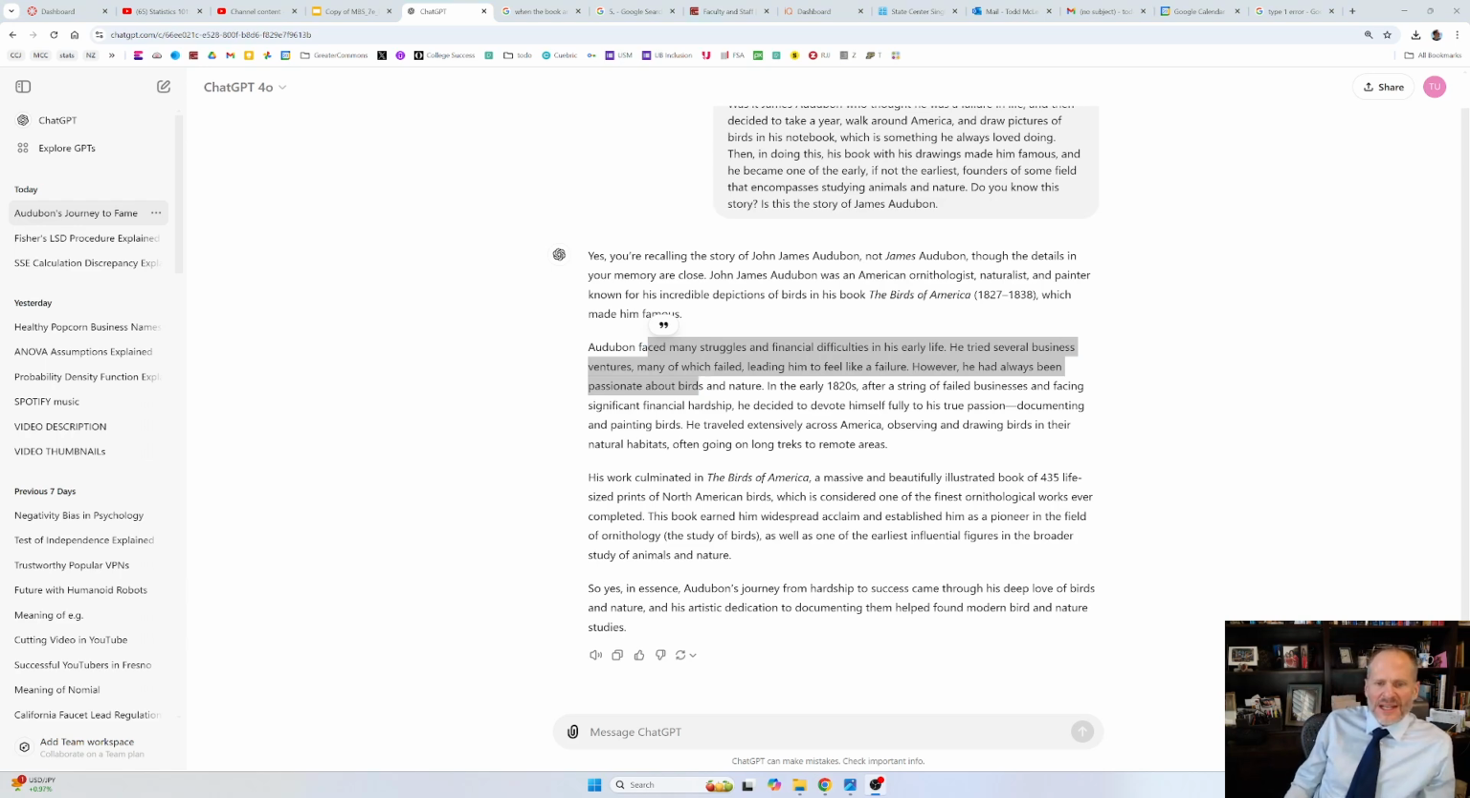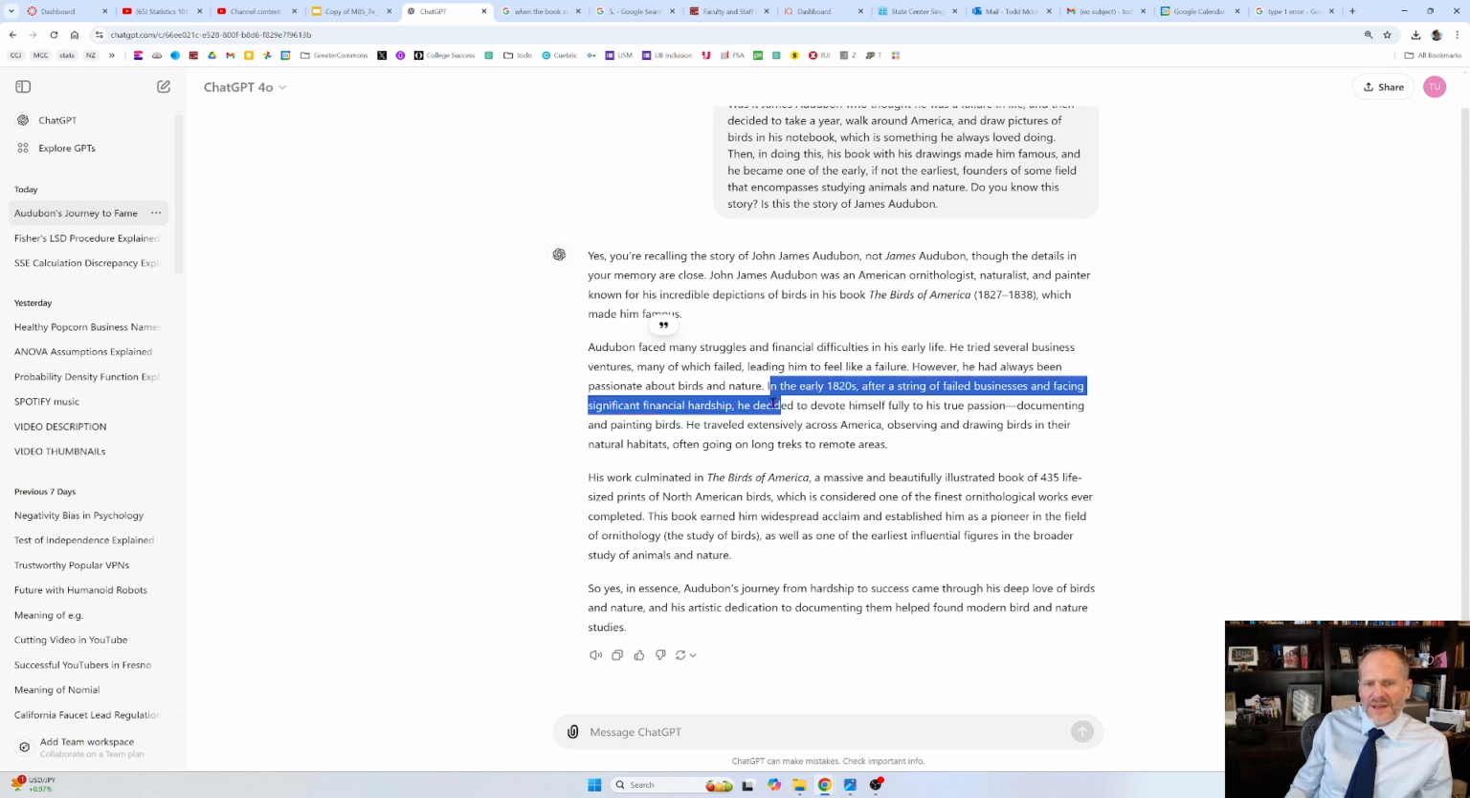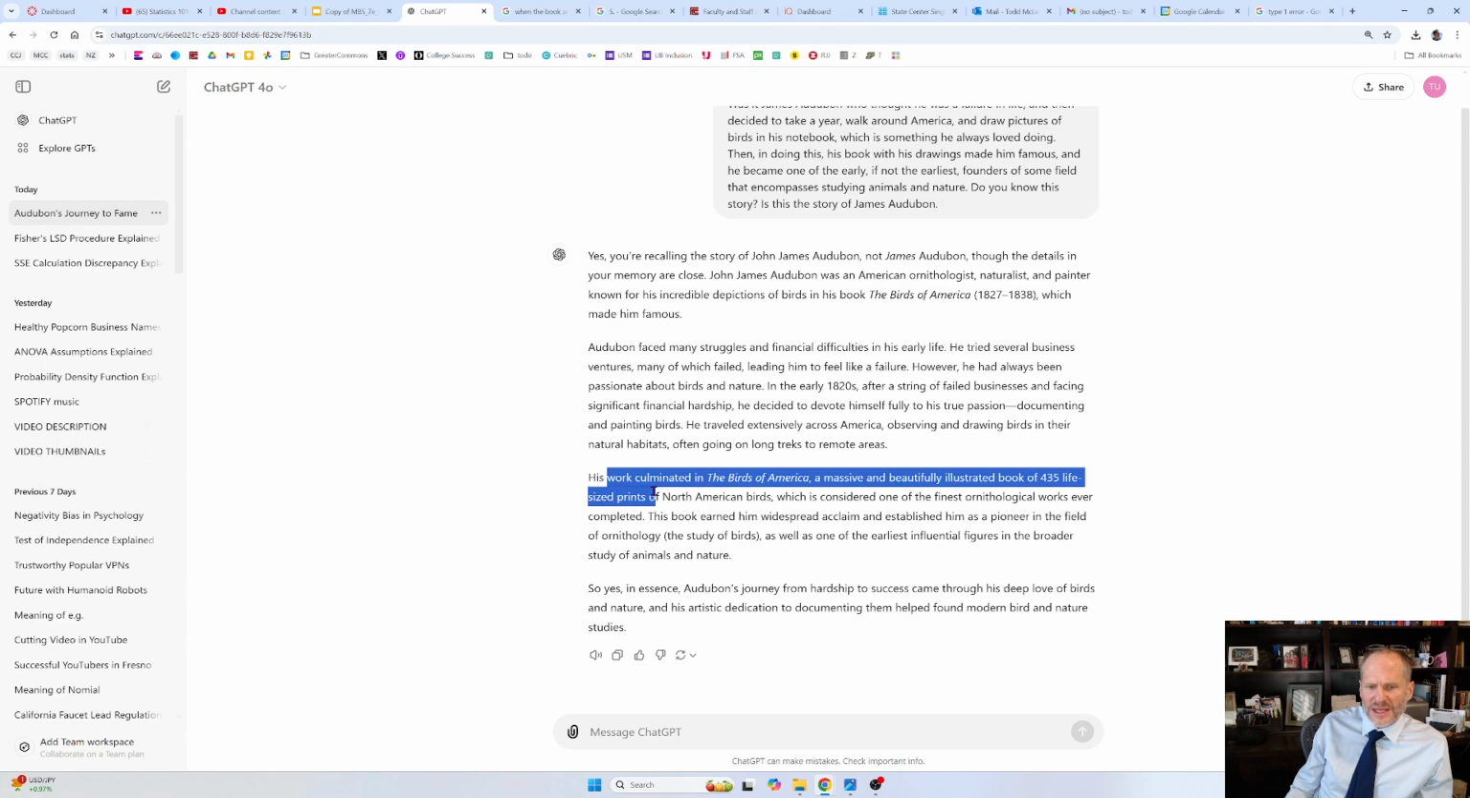he had always been passionate about birds and nature. In the early 1820s, after a string of failed businesses and facing significant financial hardship, he decided to devote himself fully to his true passion, documenting and painting birds. He traveled extensively across America, observing and drawing birds in their natural habitats, often going on long treks to remote areas. His work culminated in The Birds of America, a massive and beautifully illustrated book of 435 life-size prints of North American birds, which is considered one of the finest ornithological works ever.